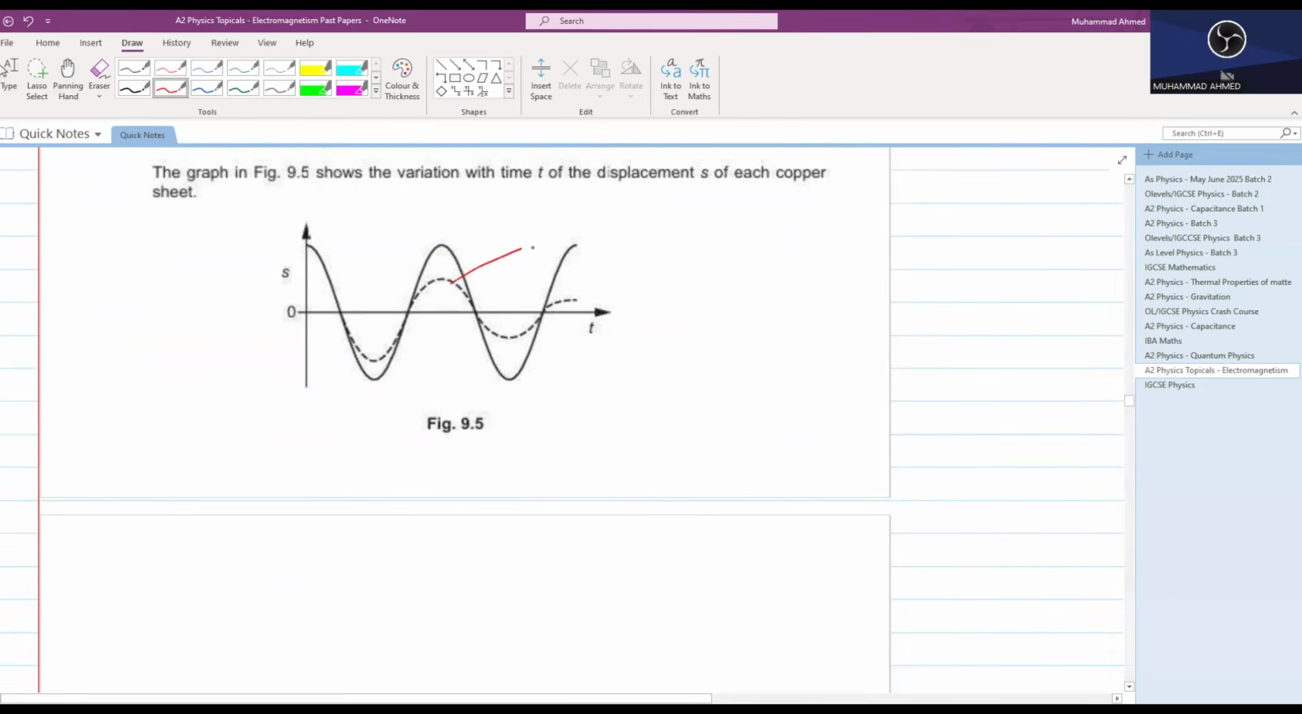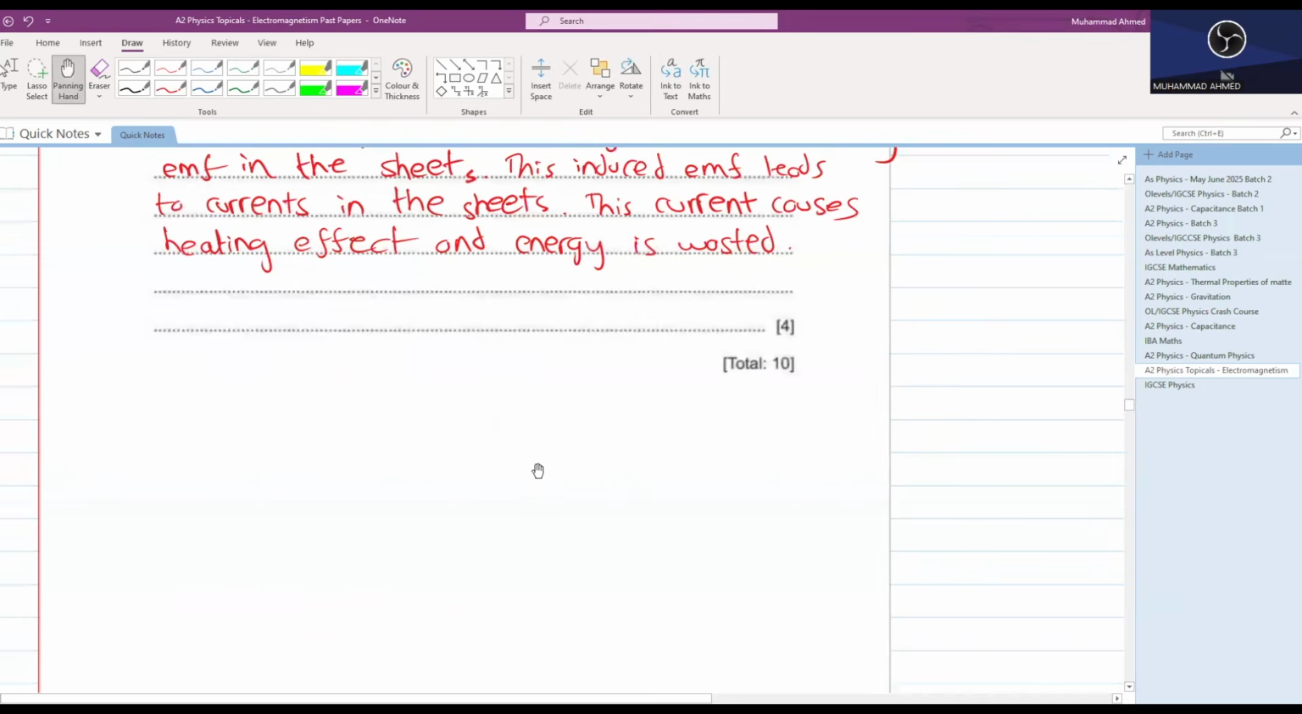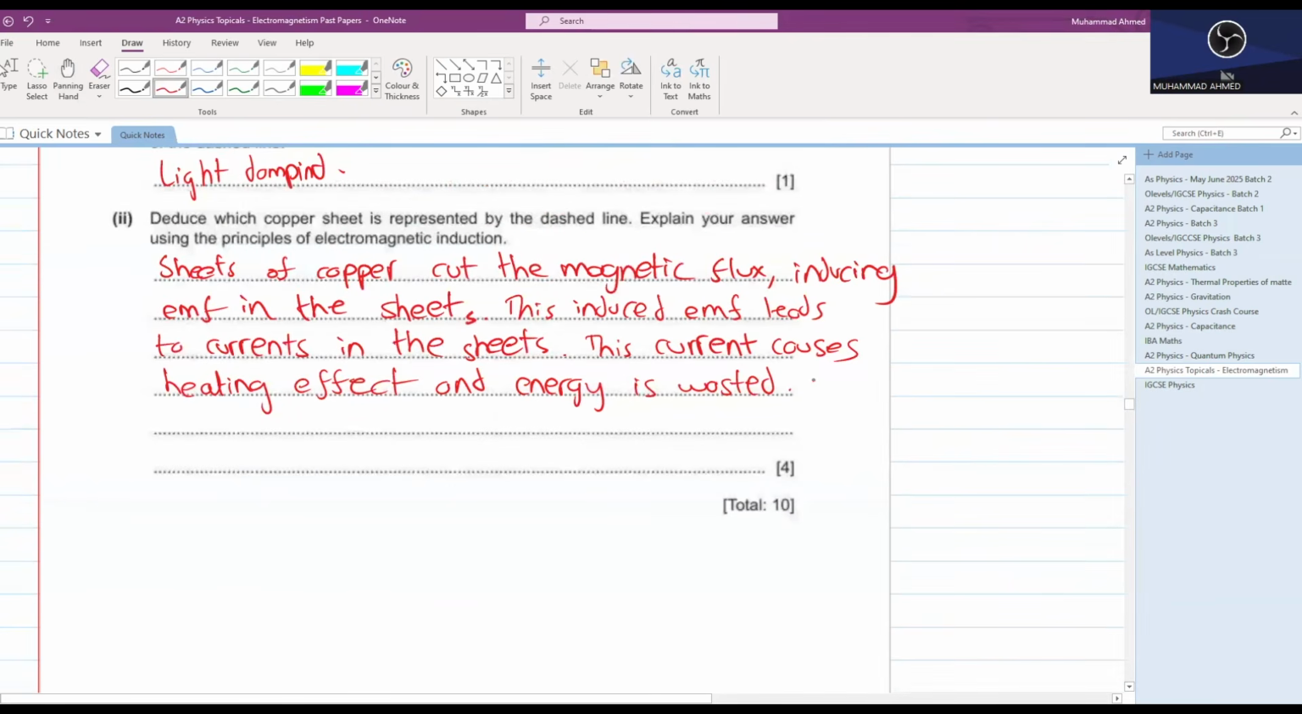This shaded graph will be for Y. Because X has a larger area, X will be supplied with a greater amount of current, hence a larger amount of energy will be dissipated, hence it has a lower amplitude. Dash line will be your X plate. You can write it here. Dash line, I think we have to tell about the dash line.